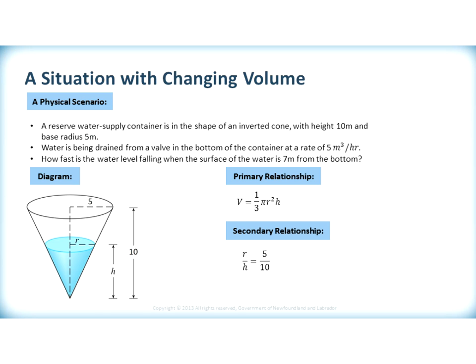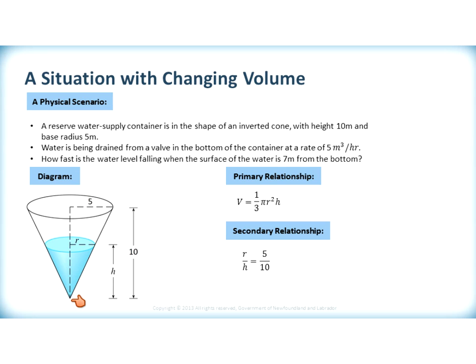All right. So here's the first situation that we can look at. Let's say we have a reserve water supply container that's in the shape of an inverted cone. So here's our upside down cone, 10 meters high, and the bottom of it, or the top of it, I guess, since we're inverted now, is 5 meters across. Okay, so water is being drained from a valve in the bottom of the container.